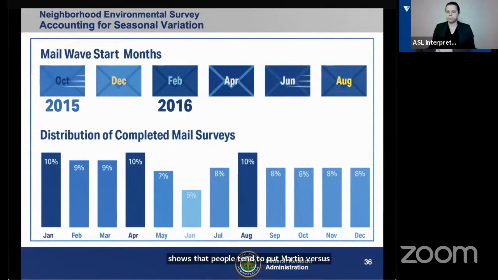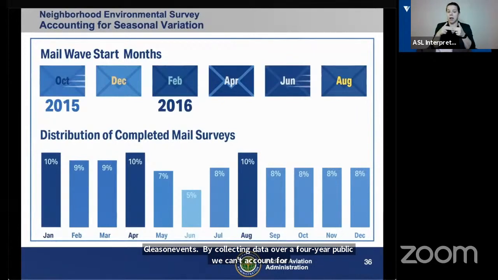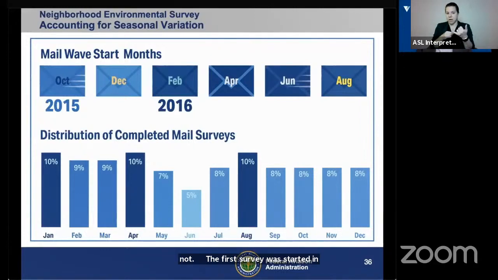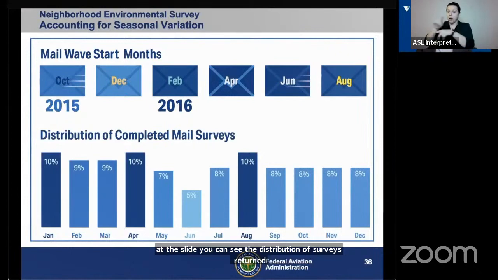As you can see on this slide, the first survey wave was started in October 2015, and the final wave started in August 2016. At the bottom of the slide, you can see the distribution of survey returns over the calendar months. While we carefully controlled the timing of mailouts, the actual rate and timing of returns was somewhat less in our control, as we were dependent upon when households returned the survey.